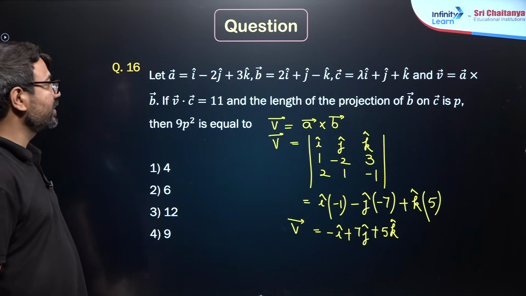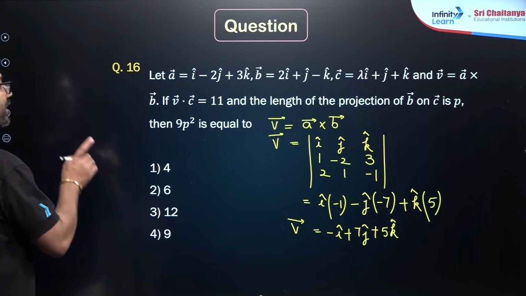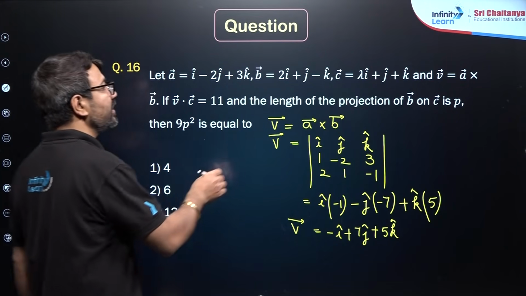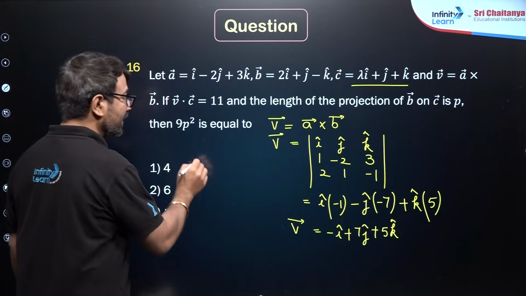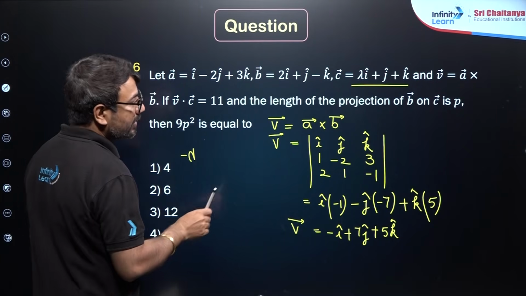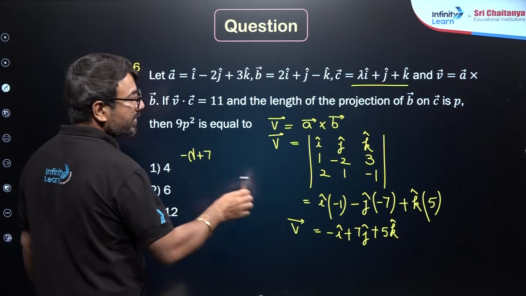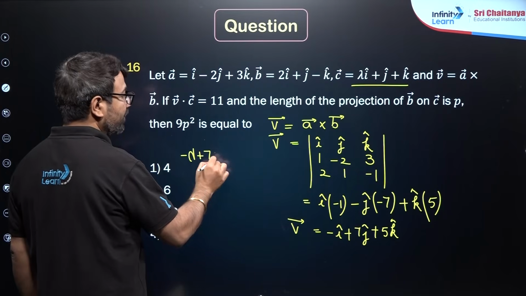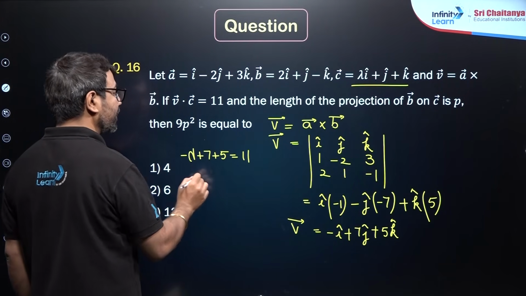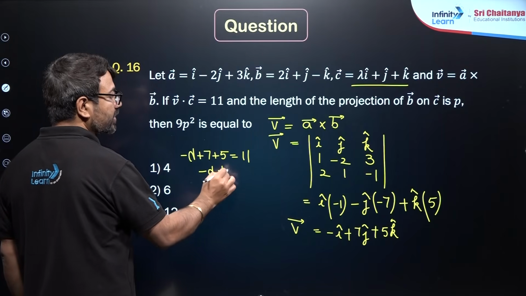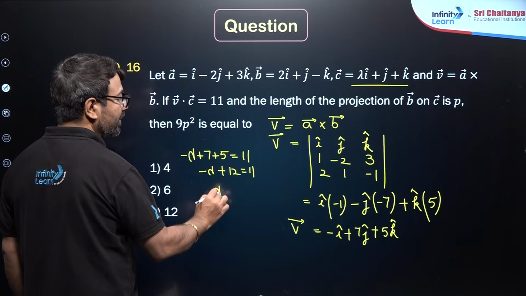I hope you are able to understand. Now they said that if you do the V dot C, so C is here, so that means lambda times minus 1, 1 times 7, and then 1 times 5, V dot C is 11. So minus lambda plus 12 is equal to 11, lambda value will be 1.